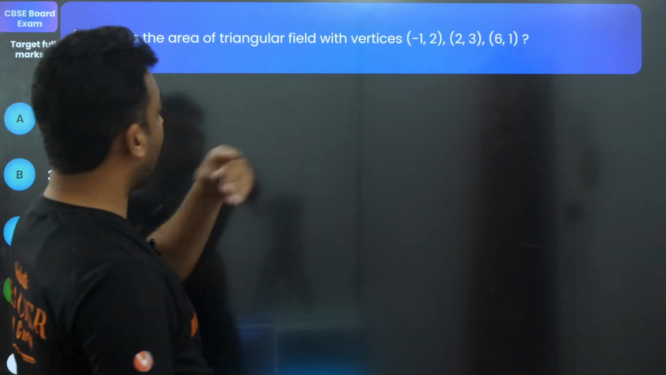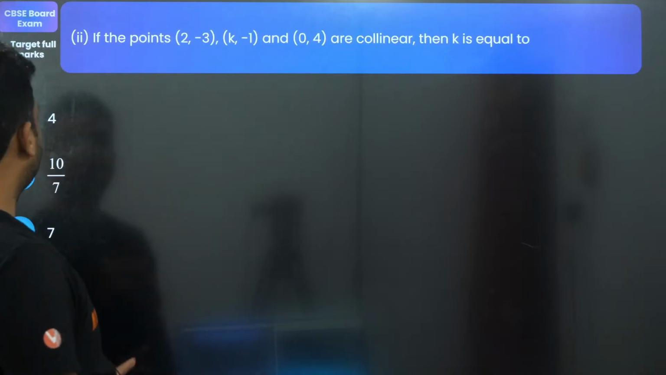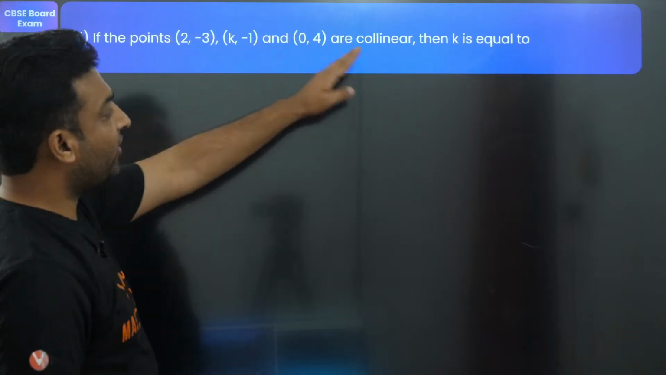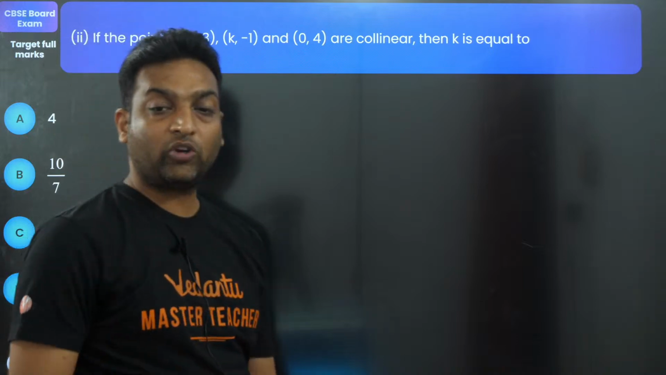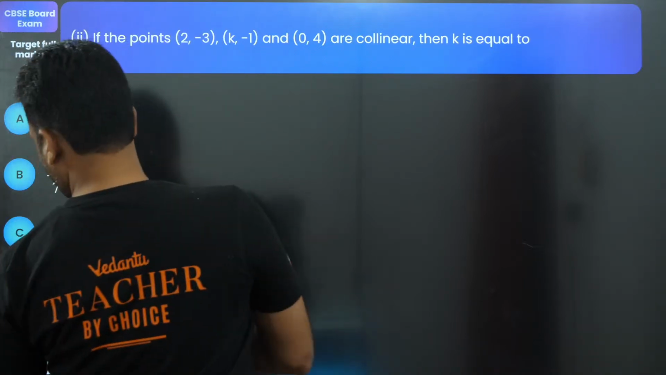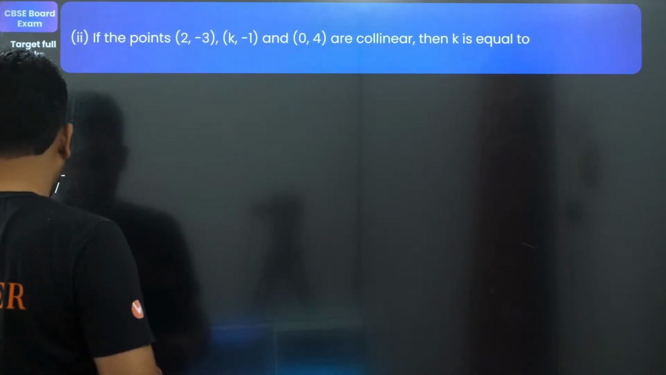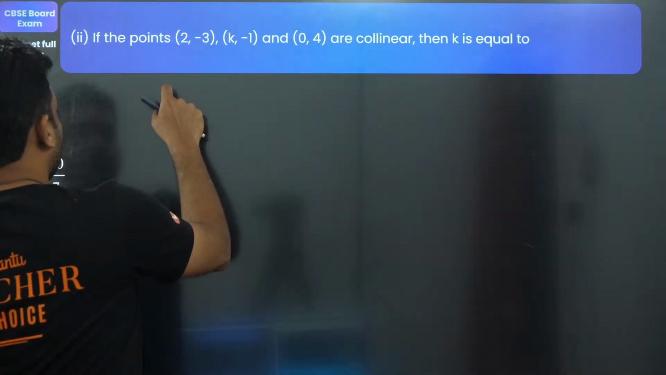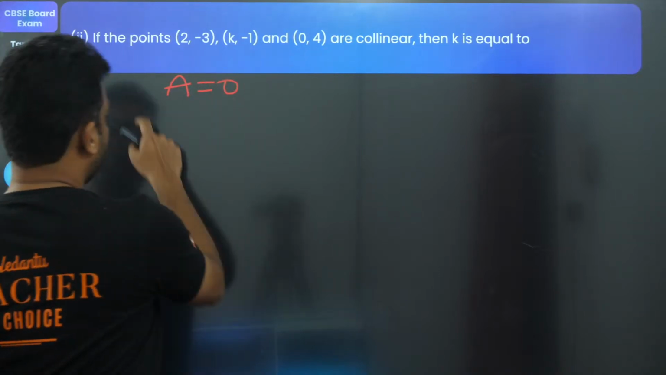What is the area of triangle? ये तो हमने कर लिया, 5 है. If these 3 points are collinear, for 3 points to be collinear, determinant has to be 0. Area of triangle 0. For points to be collinear, area of triangle to be 0. Area 0 means determinant 0.